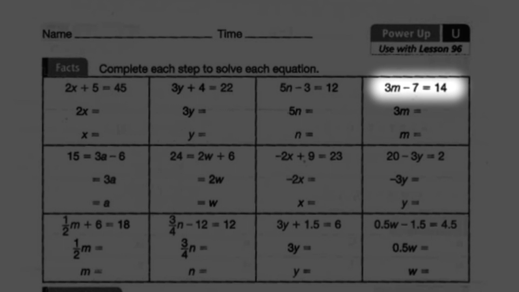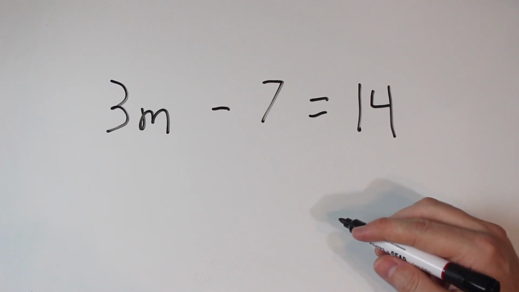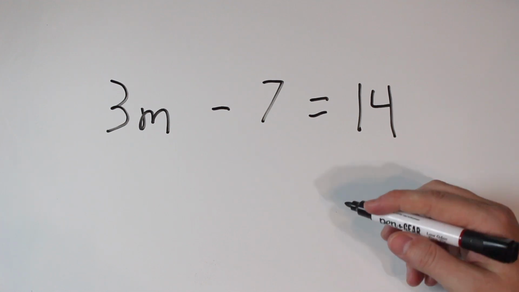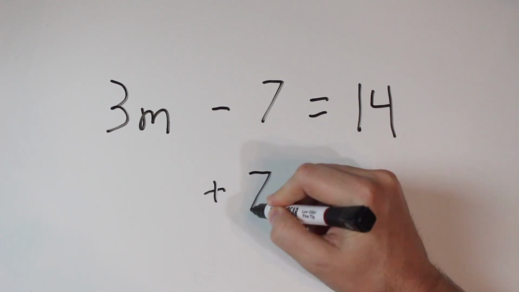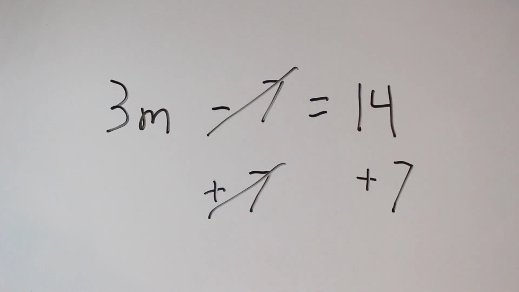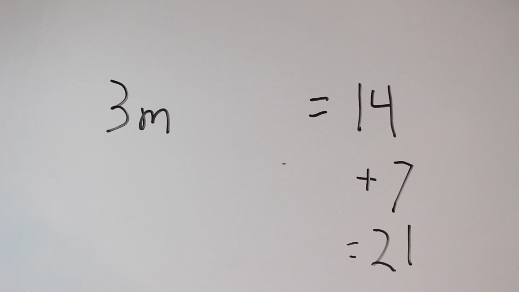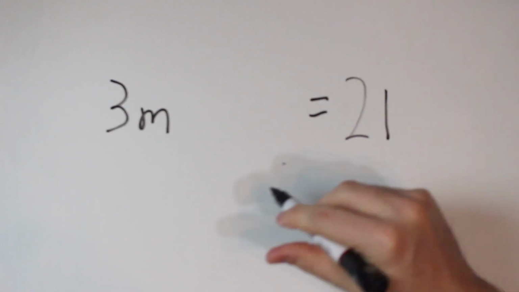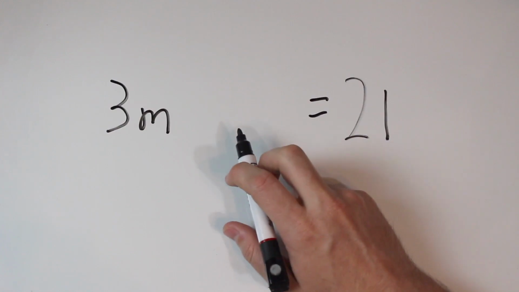3m minus 7 equals 14. Once again, this problem looks very similar to the last one. So let's do the same thing we did before. Undo the subtraction part by adding 7. 3m minus 7 plus 7 just leaves 3m. 14 plus 7 equals 21. That leaves us with 3m equals 21, the first part of our answer.